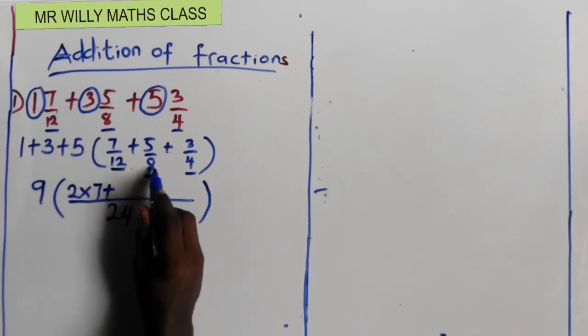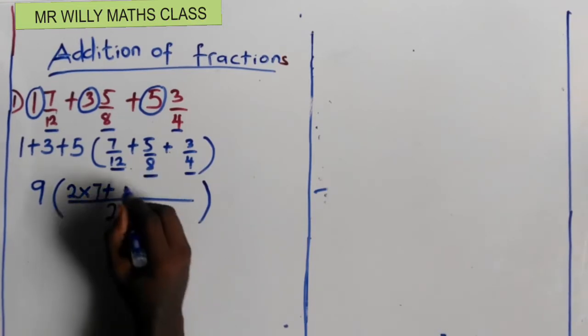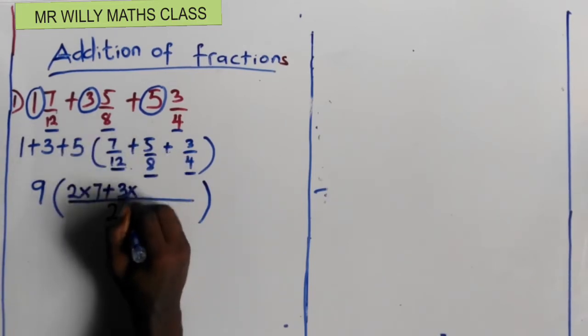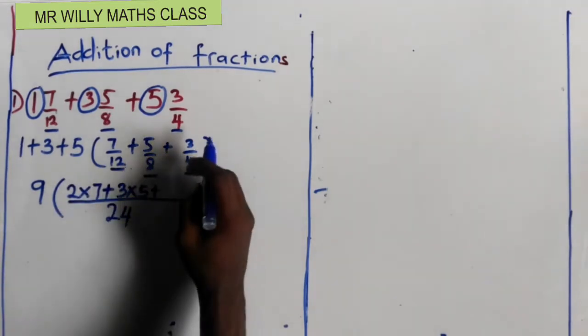This 8 is the denominator of the next fraction. So you use the 8 to divide 24. How many 8 can we see in 24? 24 divided by 8, that will be 3. You multiply with the numerator. The numerator is 5. Plus the next fraction.